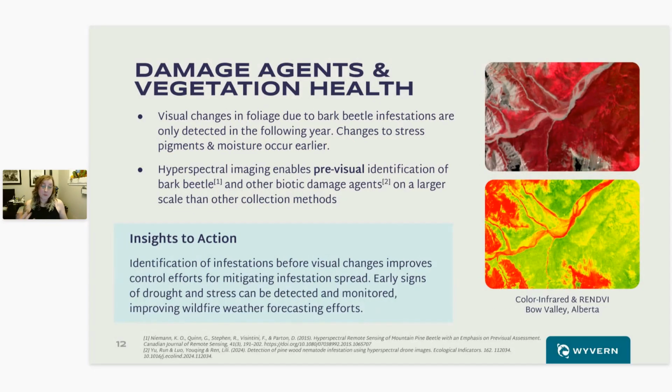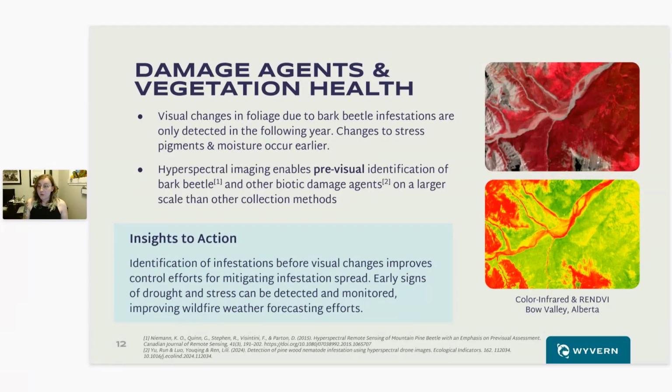And so in that first year in green attack, there are changes to stress pigments and moisture within the leaves, within the needles, and hyperspectral imaging enables pre-visual identification of bark beetle and other damage agents, and on a larger collection scale than if you were running drones or aerial imaging. So it does have some really seriously good potential for mapping and understanding forest damage agents.